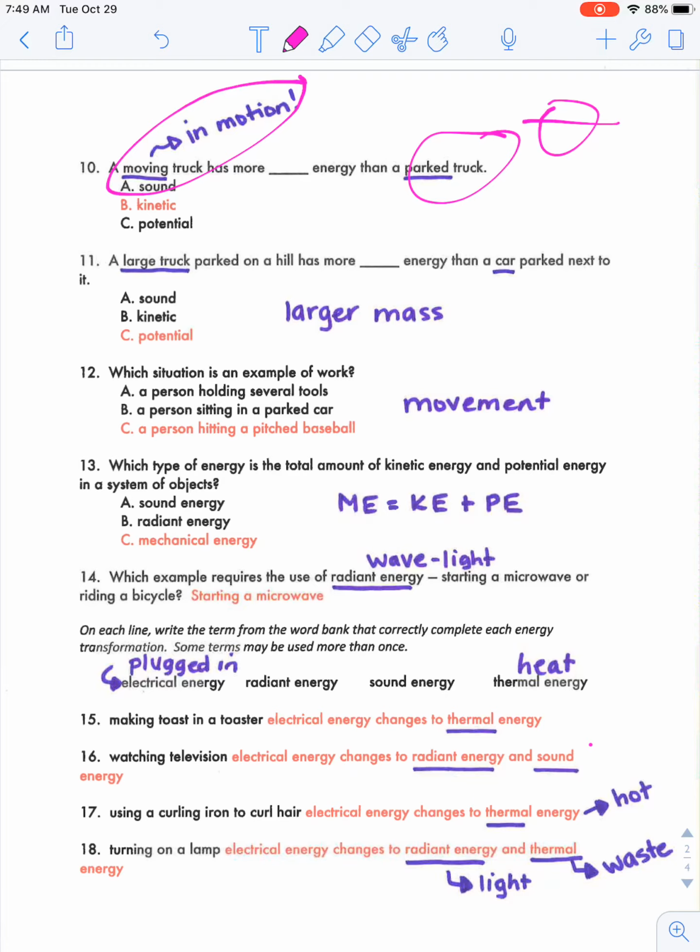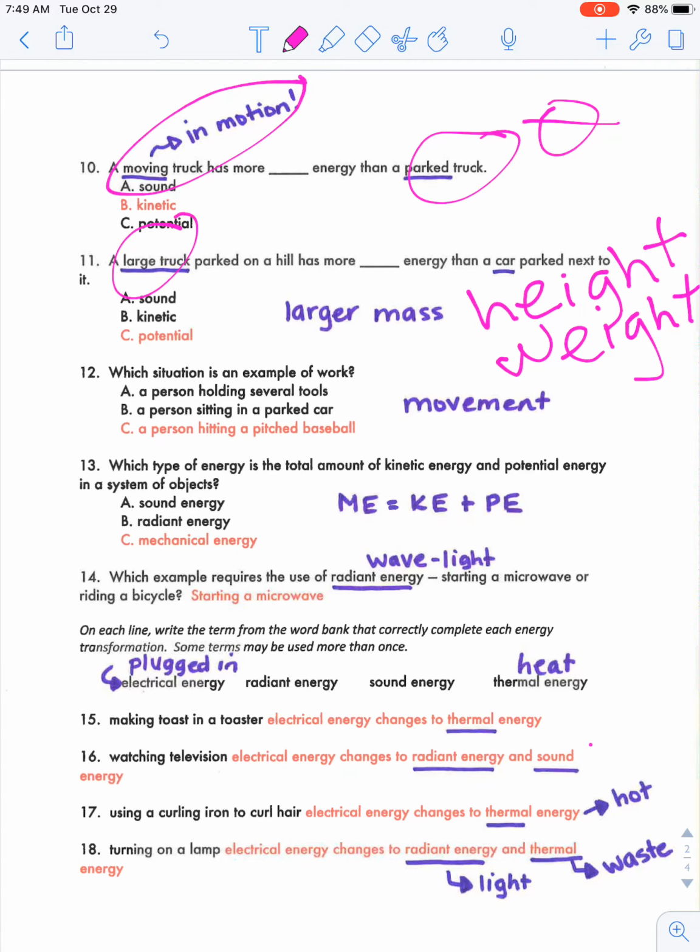A large truck parked on a hill has more potential energy than a car parked next to it. Well, they're both in the same location. So the two things that affect gravitational potential energy are height and weight. And a truck is going to have more mass, more weight than a car. So it is going to have more potential energy.